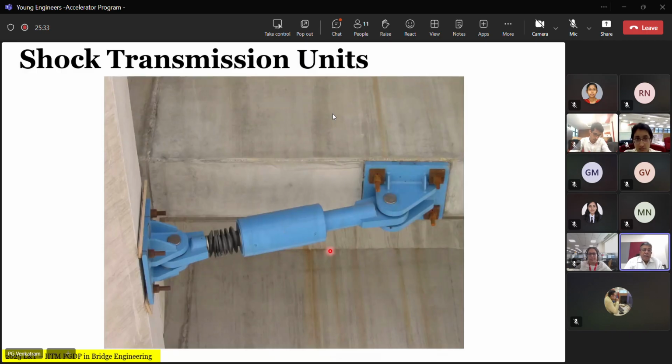OK, a typical example of what you see is this. This is a superstructure. This is a substructure. And this is the shock transmission unit. Actually, it looks like, that's why I said other equivalents. You can see it is similar to the shock absorbers on your two-wheelers.